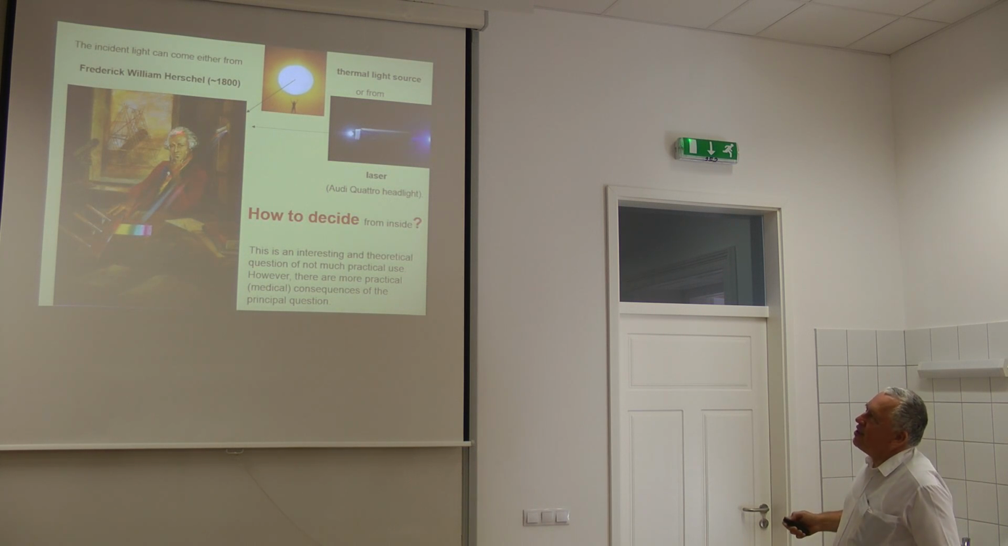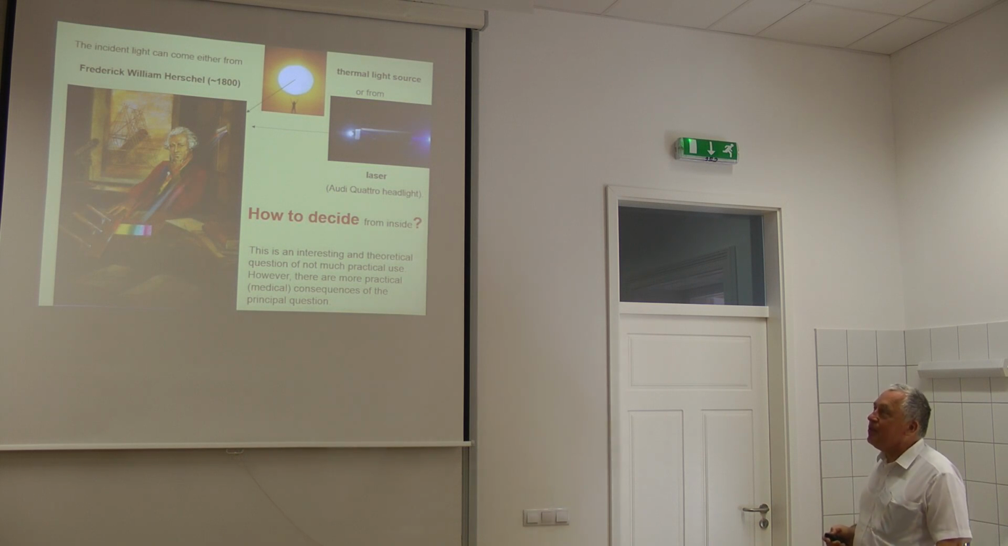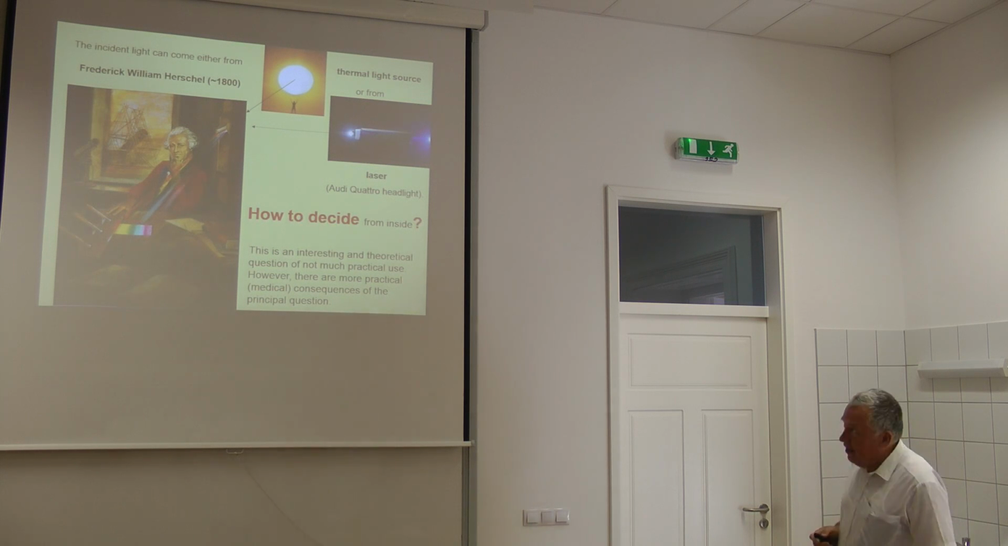So if you compare this figure to formulate the question: if you have a darkened room, as Herschel had, and on a small spot on the wall of the room comes a light source of unknown origin. It can be a thermal light source, for example the sun, or a light source from a laser. Sitting in the darkened room, can you make a distinction, how to decide whether these two light sources were of different origin or the same origin? Or whether this was a thermal light source, or a laser light source. So how to decide from inside whether it is a laser or thermal light source?